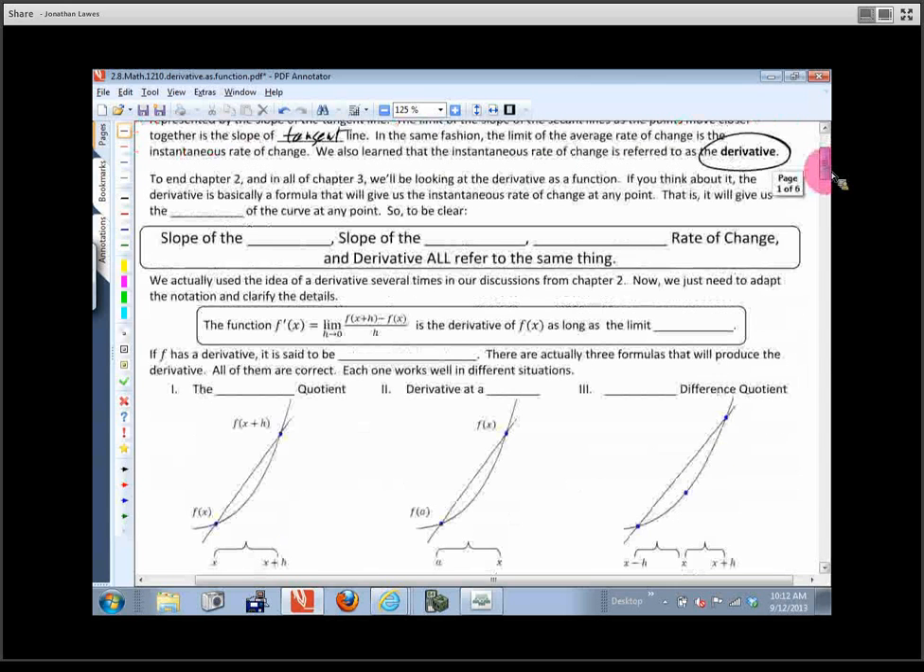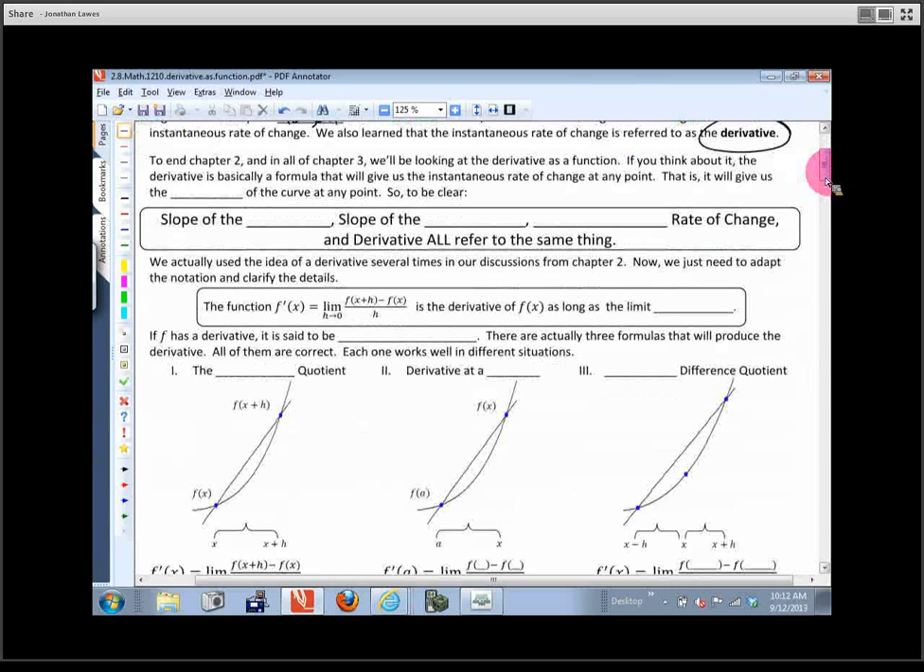Okay? And what we're going to do to finish up chapter 2 in 2.8 and in all of chapter 2 is we're going to be looking at the derivative as a function. The derivative as a function. And as we've mentioned before, hopefully this is just repeat and reiterating what you've already figured out, the derivative is basically a formula. It's a formula that gives us the instantaneous rate of change. Okay? So in other words, it gives us the slope of the curve at any point. And remember we talked about rate and slope and derivative. We want to make sure that we're thinking of those all the same way.